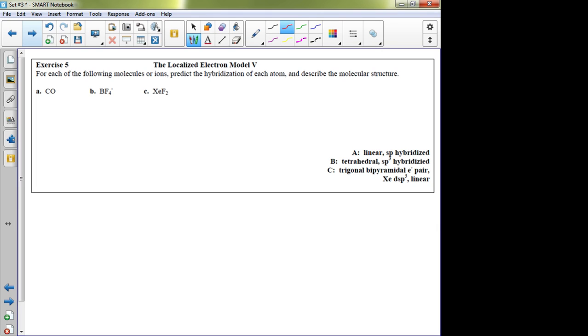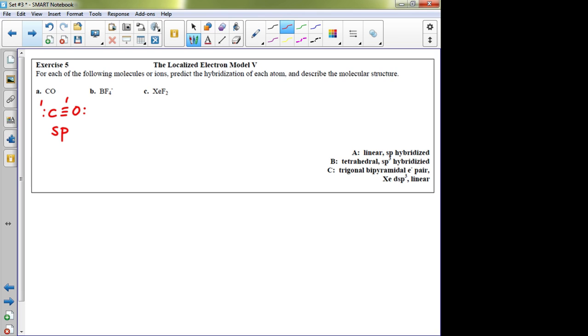Exercise 5. If we draw CO, it looks like that. What's my hybridization of this going to be? SP. Does everybody see that? We understand why? 2 areas of electron density around carbon or oxygen. You can choose either one, because in this case, either one is technically the central atom. It doesn't matter if it's a double, single, triple. This still just counts as 1 area of electron density. So 1 area here, 1 area there. So 1, 2.